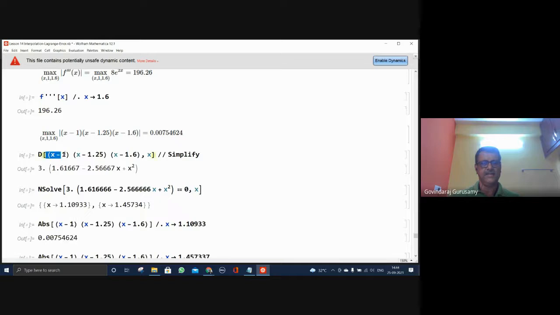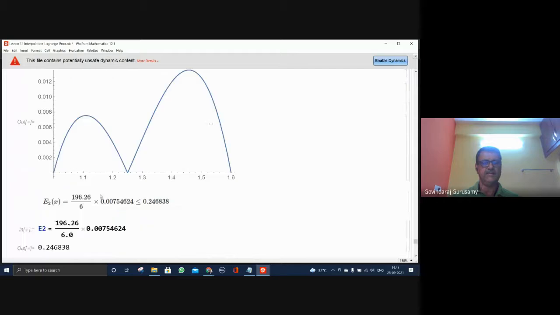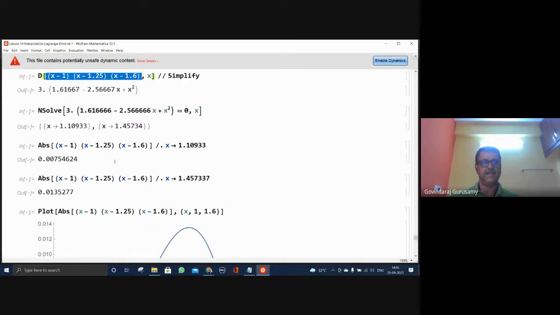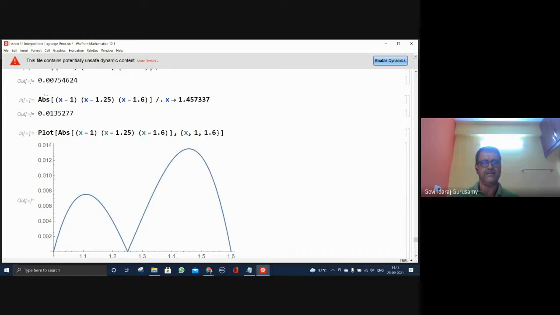Because you are differentiating any given function. For example, I have a function, I have taken it, I plotted it. And at this point, what happened to the slope? It goes to 0. At what point does it go to 0? The corresponding magnitude has been found. That's what has been done here. I hope it's clear for you.